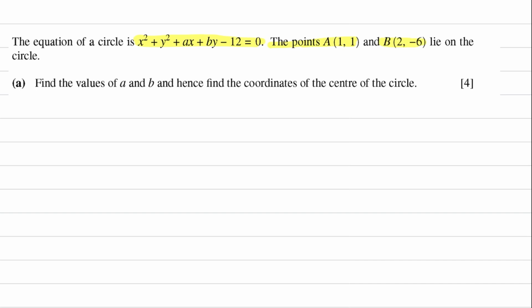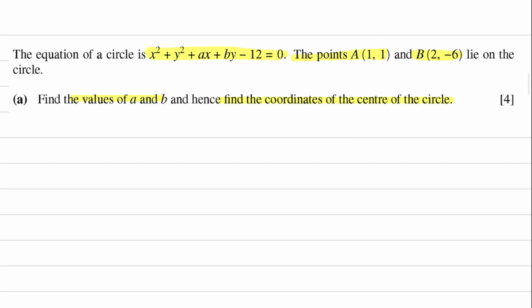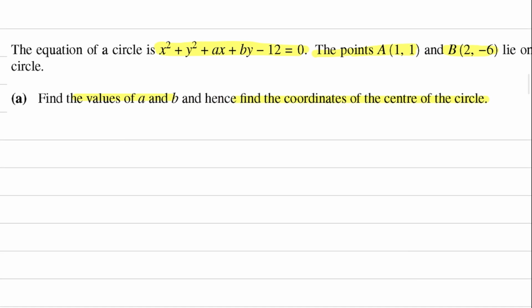The first question: find the values of A and B, and find the coordinates of the center of the circle. First things first, because we know that A and B lie on the circle, we can substitute into our equation. That should work because that point lies on our circle. So we substitute for A (1, 1): this is x, this is y, so 1 squared plus 1 squared plus A times 1 plus B times 1 minus 12 equals 0.